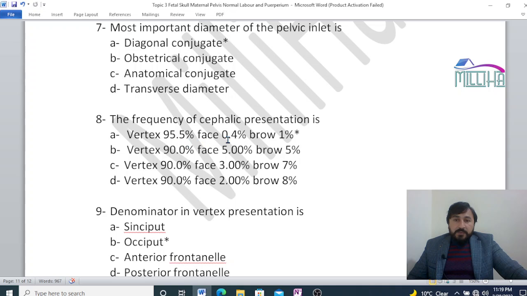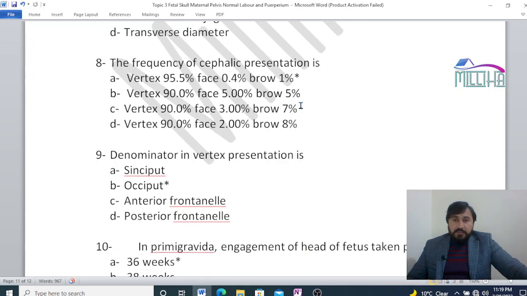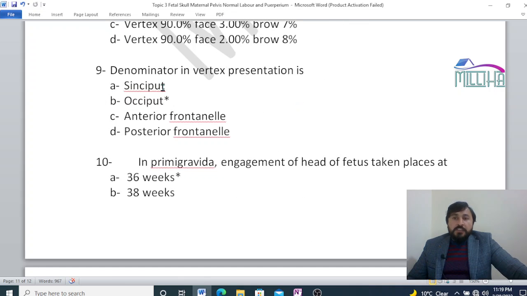So vertex is 95.5%, face 0.4%, brow 1%. In brow presentation, it's extremely difficult and almost impossible to deliver through the vagina. That is the frequency of presentations. Next question, denominator in vertex presentation. I just explained the smallest unit is called the denominator: occiput. In vertex presentation, it's occiput.